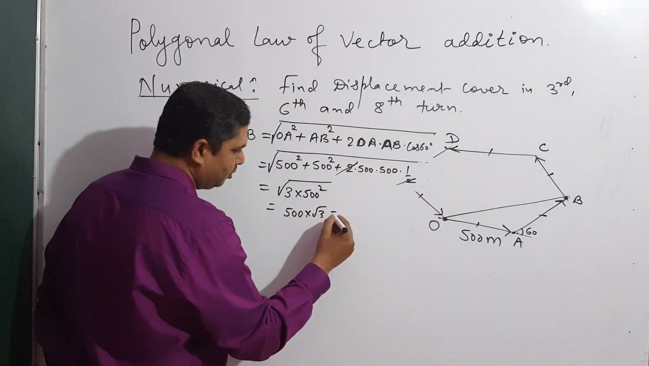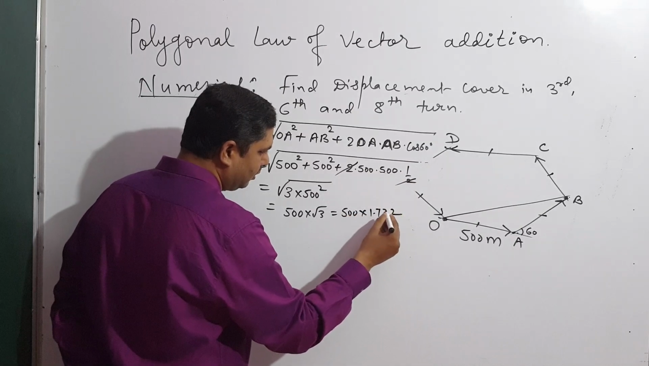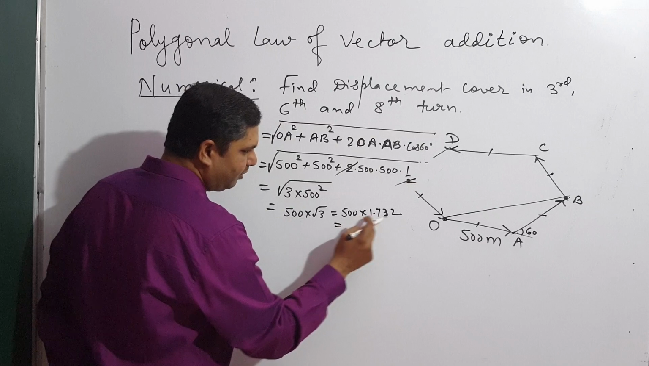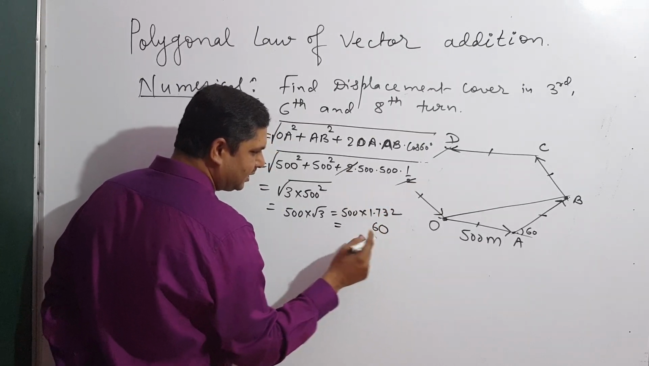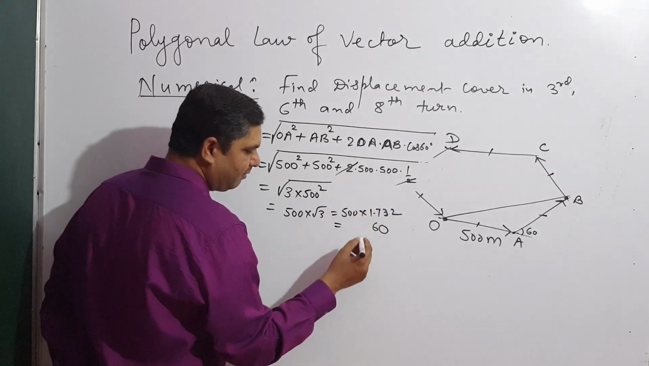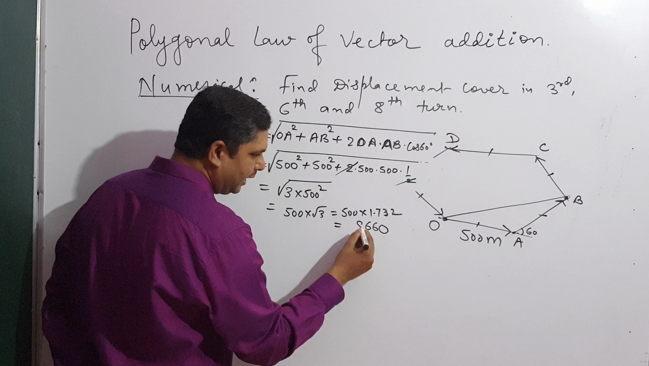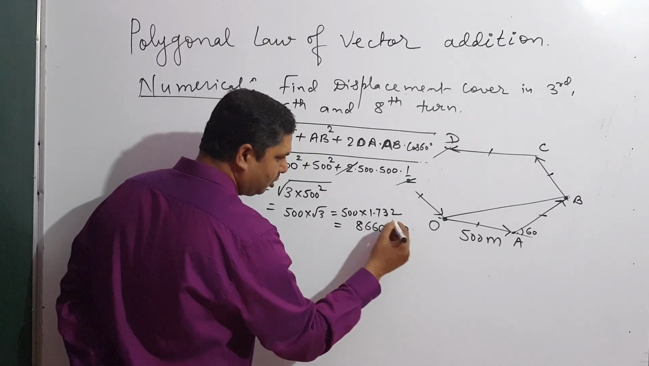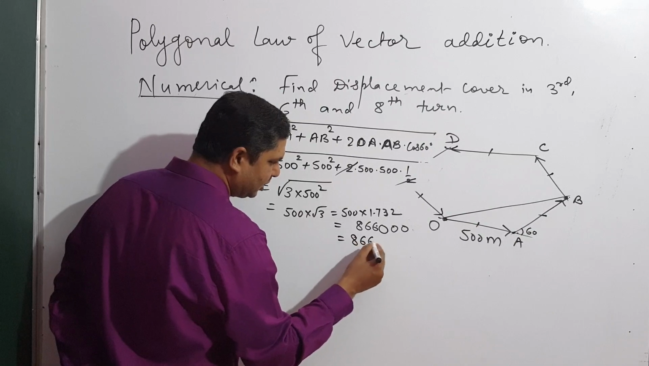So this is equal to 500 into 1.732. You can write it: 5 into 2, 10, 1; 5 into 3, 15, 1, 16; 5 into 7, 35, and 1, 36; 3 on hand; 5 into 1, 5 plus 3, 8, and you have a double zero here. Put a point here. So you have 866 meter.